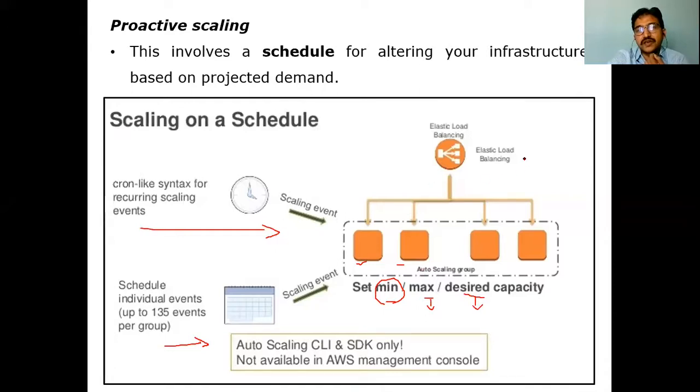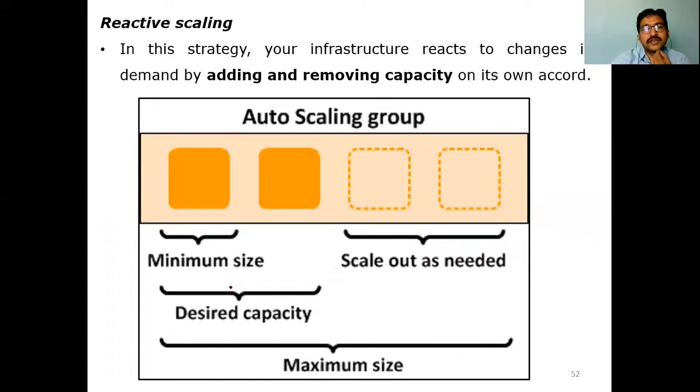Now the elastic load balancing, that is EC2, takes care of this automatically, and capacity increases as the number of users increases, based on the scheduling. So proactive scaling is done based on the projected demand with respect to a schedule. Whereas reactive, as I said, is totally on demand, by adding or removing capacity.